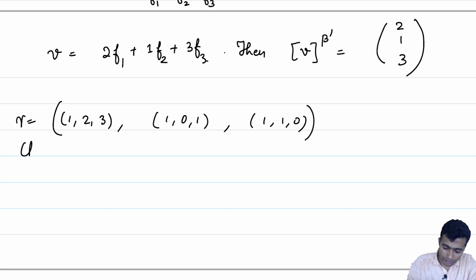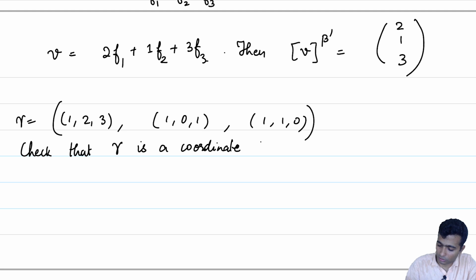Then check that gamma is a coordinate basis, not just a spanning set, it is also linearly independent. It is not needed to check both, because it is a set which contains 3 elements in a dimension 3 vector space, and therefore if it is either linearly independent or a spanning set, it will be a basis, because the other will be naturally satisfied then.